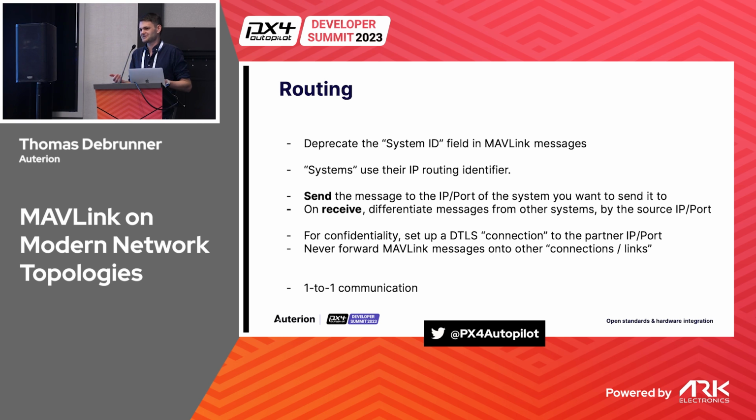At that point, if you can reach that IP address and that port, there's no need to have a system ID. If you receive data from that IP and port combination, you know it's coming from that drone. And if you want to send data to that drone, just send it to that IP and port combination. There's no need to think about this system ID at all in that case.